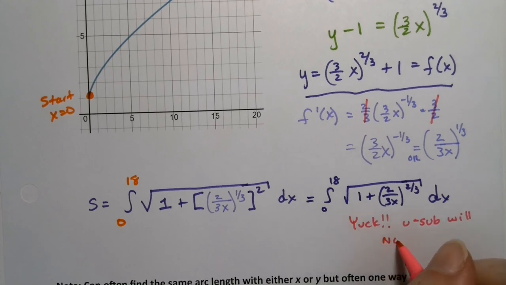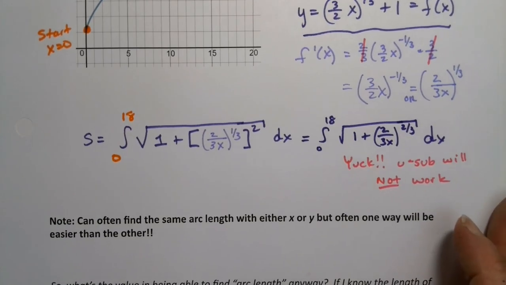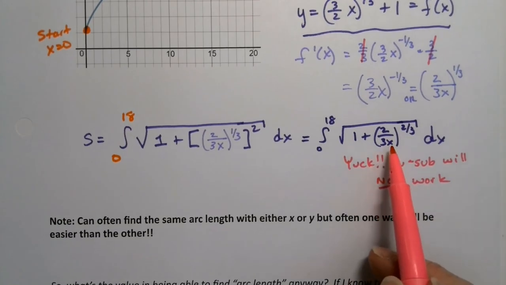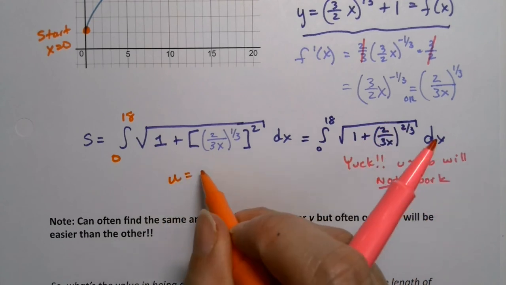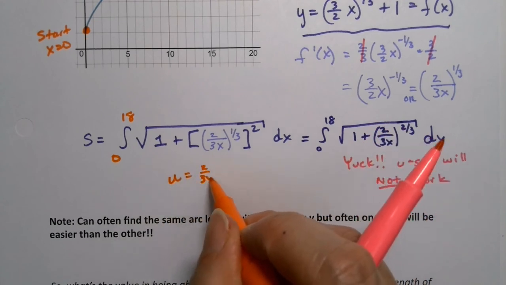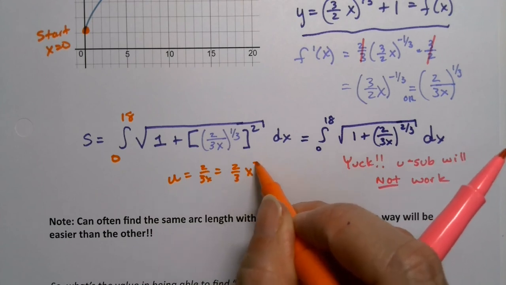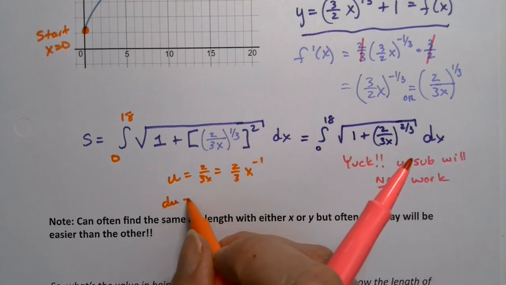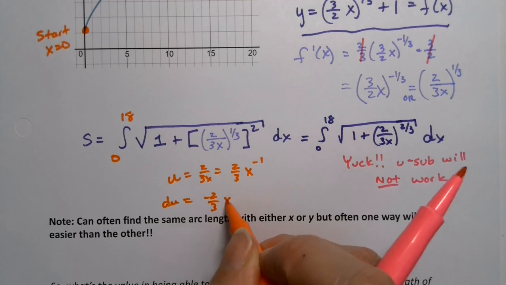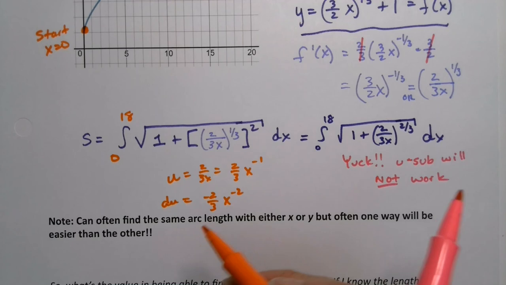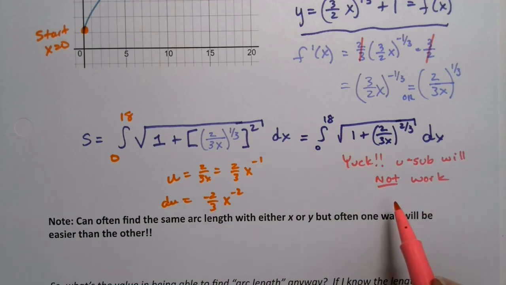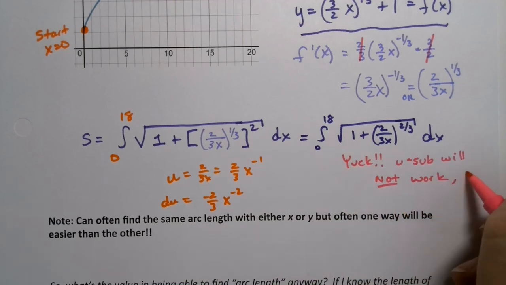And u substitution will not work here because that's x in the denominator, just for starters, because that's x to the negative 1. It's going to be awful. I mean, if you tried to make u equal to 2/3x, that would be 2/3 x to the negative 1. The derivative of that is negative 2/3 x to the negative 2. We don't have it anywhere in the problem. Like, this is just awful. It's not going to work. So we would have to use Desmos.